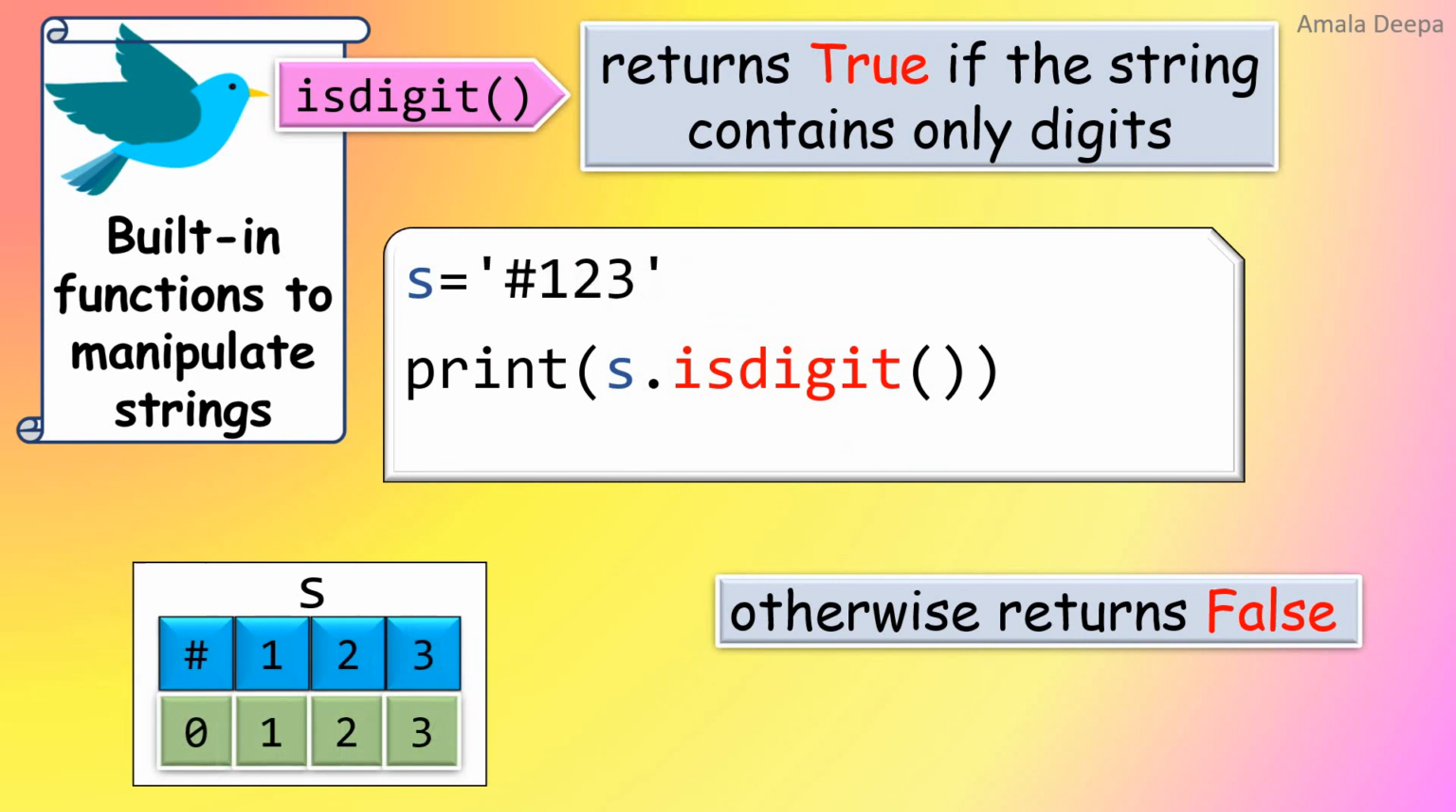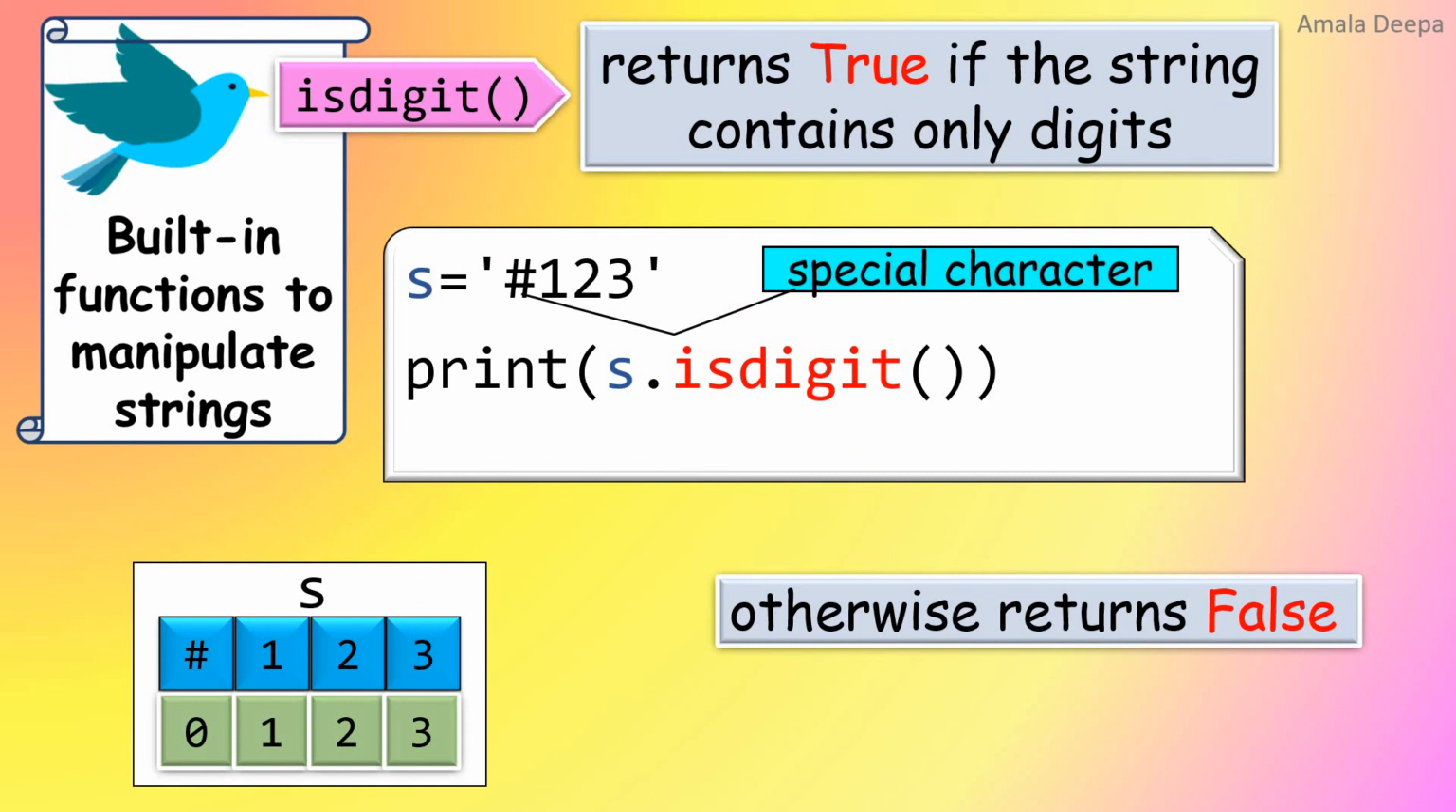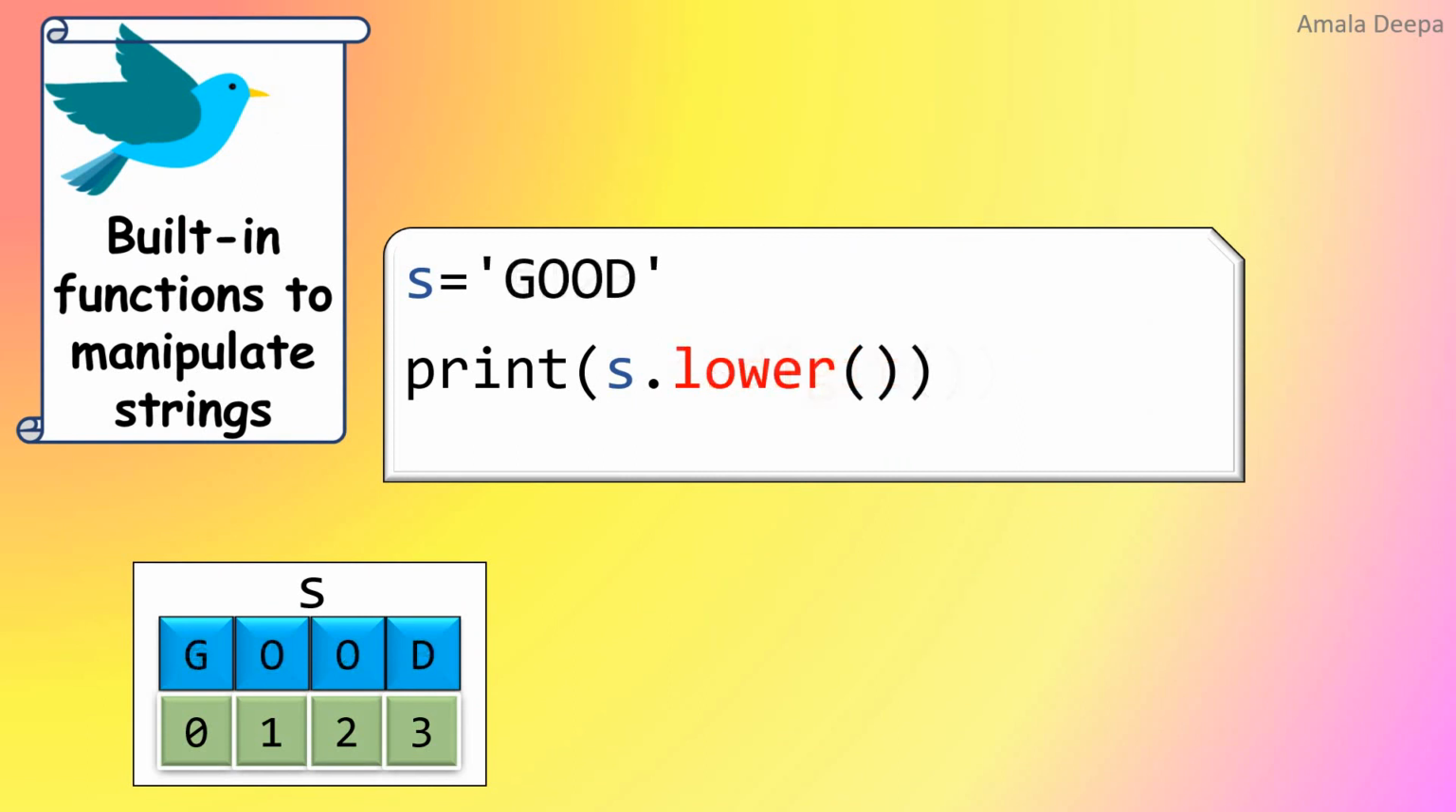Next, S is equal to hash 1, 2, 3. So here hash is a special character. So S dot isDigit will return false. So the function isDigit returns true if the string contains only digits. Otherwise, it returns false.